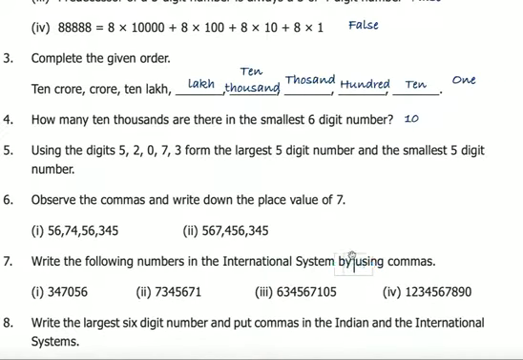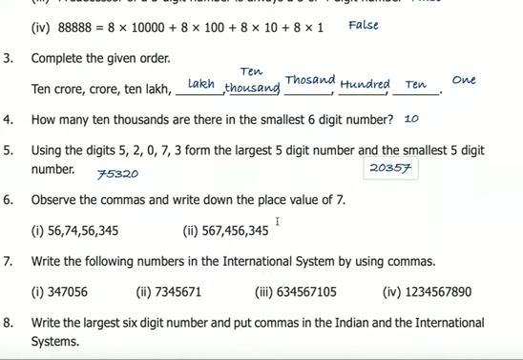Using the digits, form the largest 5 digit number and smallest 5 digit number. Largest being 7, 5, 3, 2, 0, right? That is largest. Smallest here, it has to start from 2 because 0 cannot be at the starting for a 5 digit number. So after that 0, 3, 5, 7. Okay.